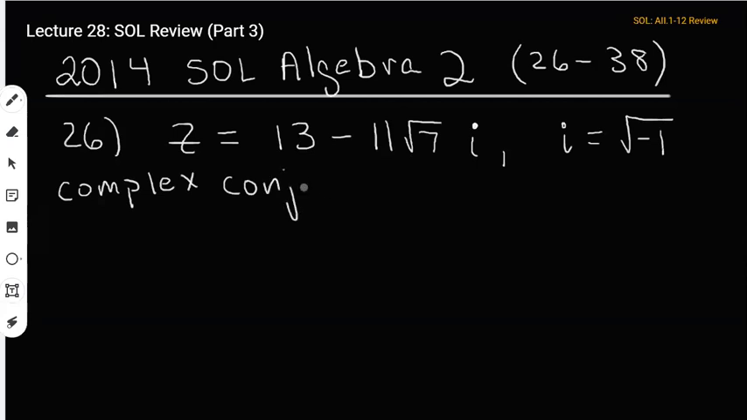The complex conjugate. So what is that going to look like? It's going to look like z, same letter, but instead of just having a z, it's going to have a bar over it. The real part, which is not attached to the i, is 13. That's going to remain the same. So you're still going to have a positive 13, but the sign on the imaginary part is going to flip. It used to be a negative 11 square root of 7. Now it's going to be a positive 11 square root of 7i.